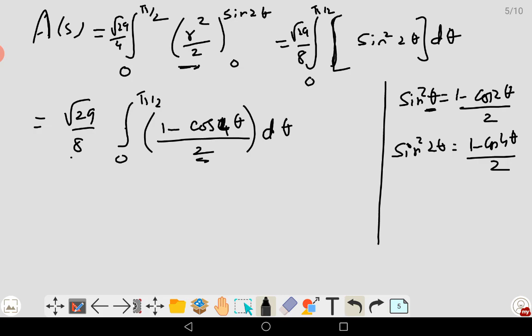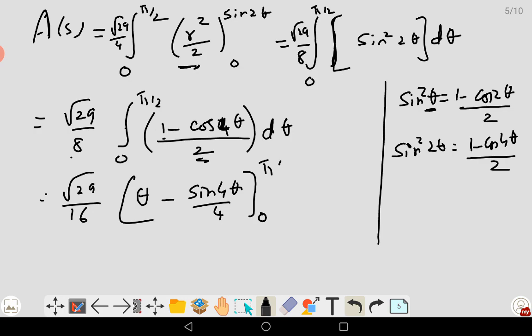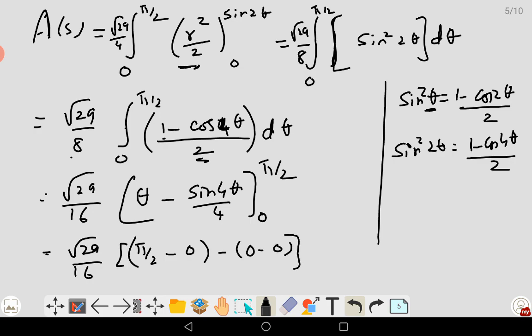Now take this 2 with the 8, you will get square root of 29 over 16. Now integrate 1, you will get theta. Cosine will give you sine 4 theta over 4. Now the limit is from 0 to 5 over 2, which is root 29 over 16. The upper limit will give you 5 over 2 minus sine 4 times 5 by 2, 360, will be 0. And lower limit will make everything 0. Theta is 0, sine 0 is 0, so everything is 0. So only 5 over 2. That will make the answer square root of 29 times 5 over 32.